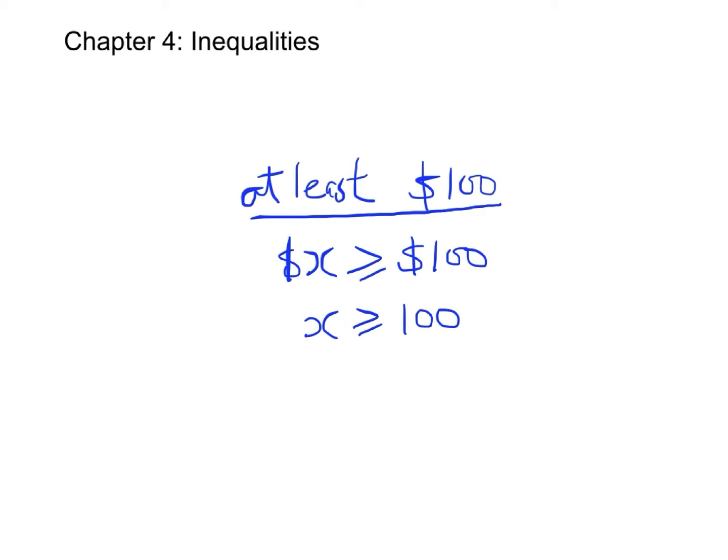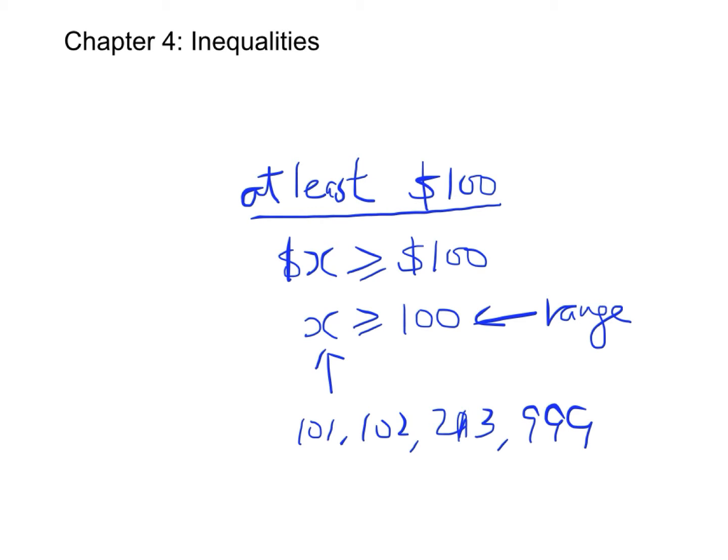So actually, X is in fact a range. X can be a number of different values. X can be 101, 102, or 213, 999, etc.